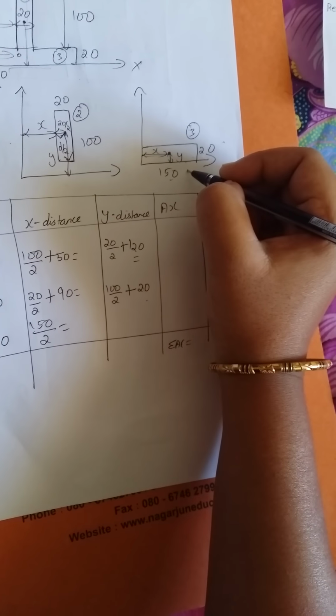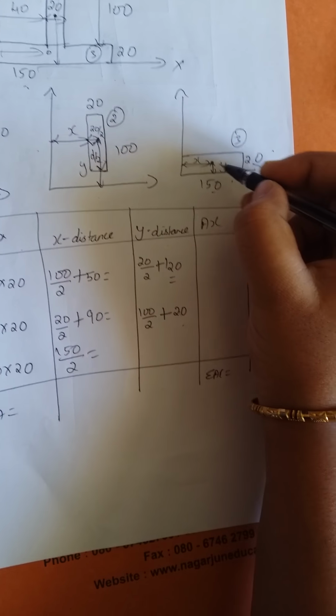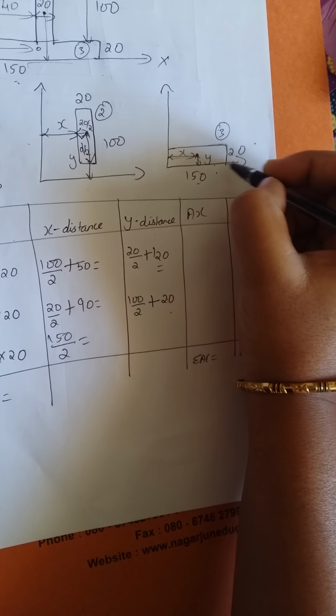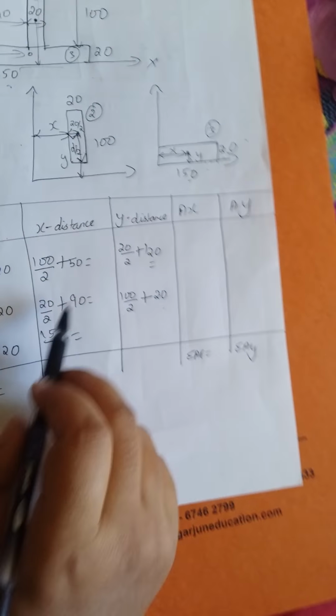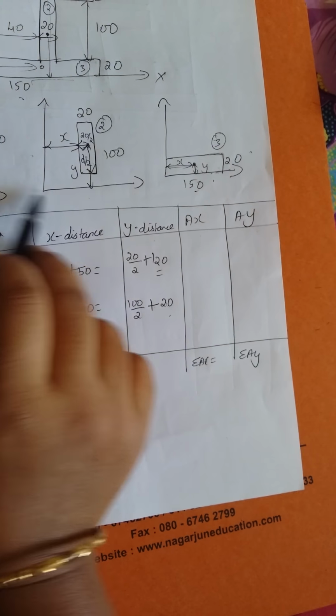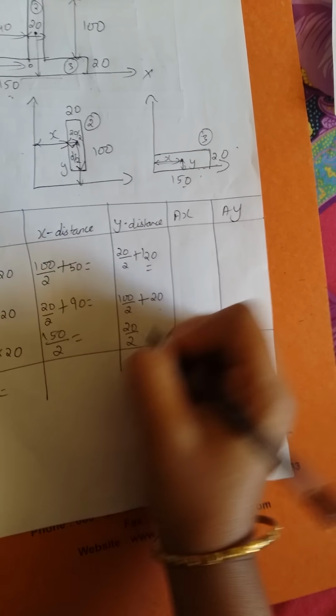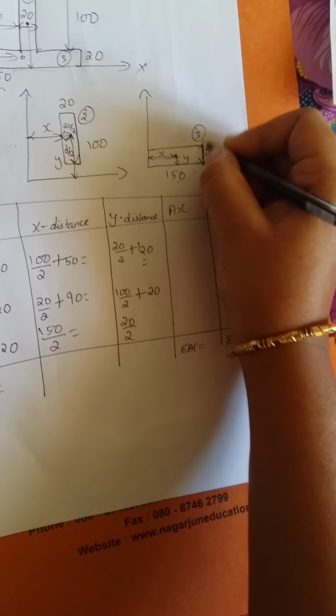Next, the third component. Since the component is touching exactly the x-axis, there is no need to add values as in the previous cases for the other two components. The third component is touching the axis, so directly you can take d by 2, that is 20 by 2, for the y distance. This is y.